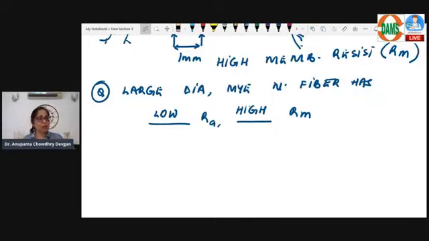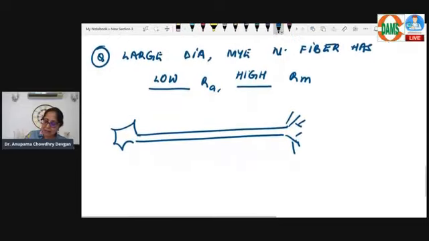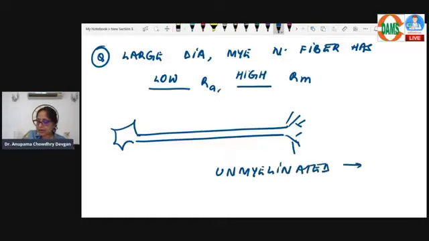Now, a very common doubt which arises over here is, if I look at an unmyelinated nerve fiber, an unmyelinated nerve fiber has a low membrane resistance. It has a low RM, isn't it? It does not have myelin, therefore it has a low RM. And if it has a low RM, it should have had a faster velocity of conduction. Lesser the resistance, faster the velocity, right? But in fact, we know that unmyelinated nerve fibers have got a low velocity of conduction.